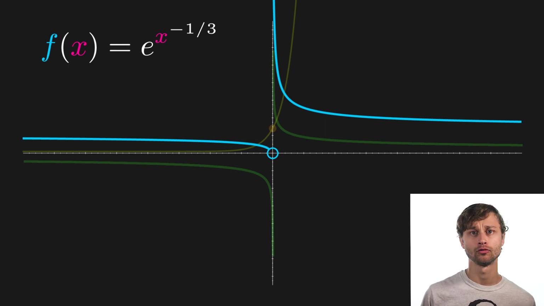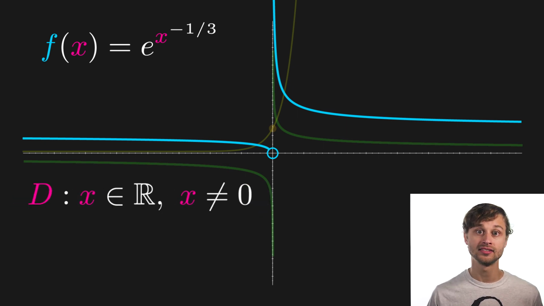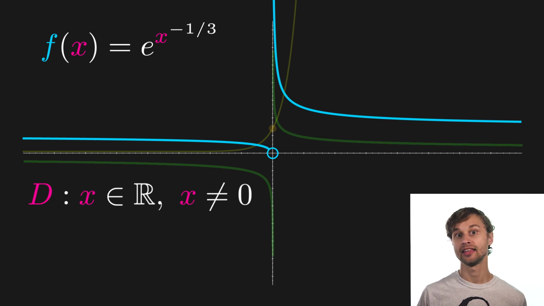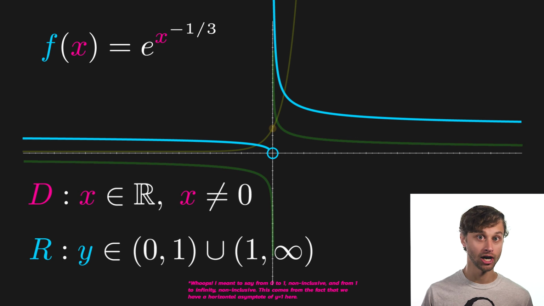Let's look at the domain and range of this function. We see that the domain is all real numbers except for x is equal to 0. This is the same domain as the inner function, the power function. And if we look at the output or the range of this function, we see that the range is just from 0 to positive infinity, non-inclusive.